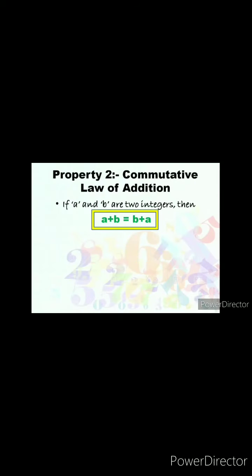Let us move on to the next property, commutative law of addition. If a and b are two integers, then a plus b is equal to b plus a. Don't worry. Here I have an example to explain. Now tell me, what will be the sum of 5 and 6? Yes, it is 11.